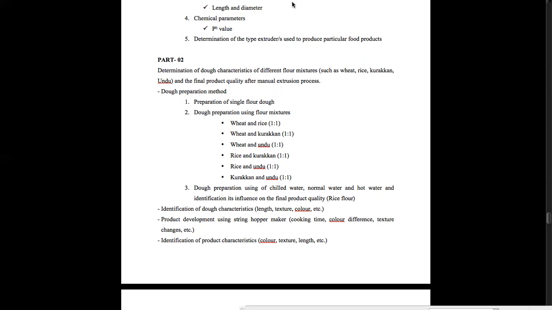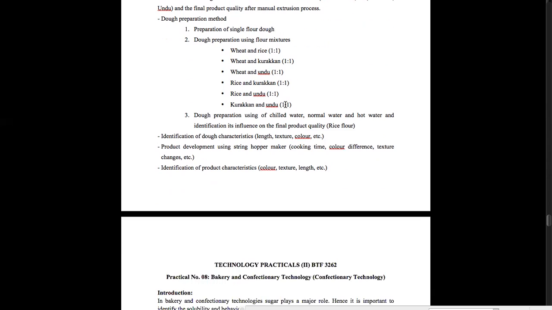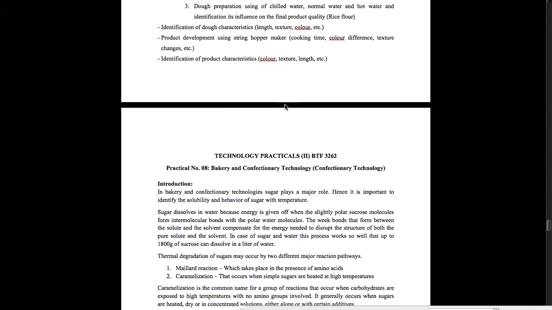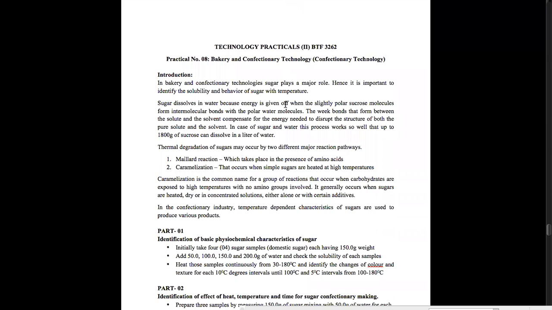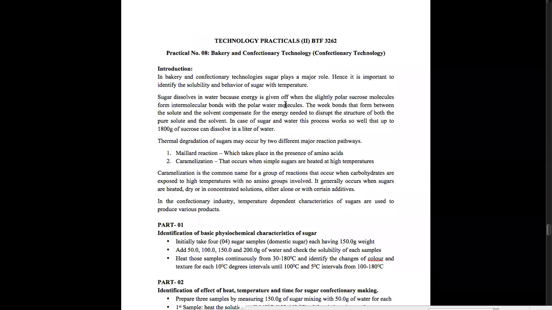We are going to get the hands-on experience today, and let's move to the other part. It's about extrusion technology. Sorry, it's about confectionery technology. I hope that you have finished the extrusion and bakery part of this lecture, but the confectionery part we will continue after this practical. So this is also one of the very interesting practicals in this session.